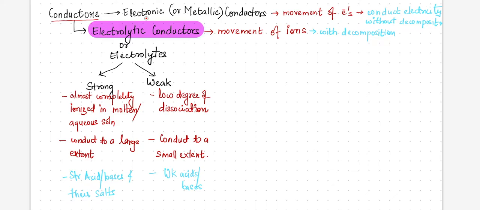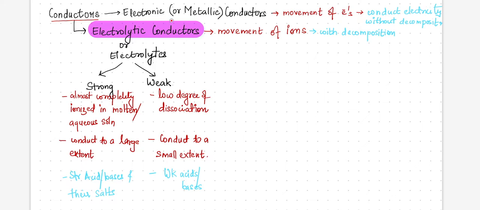So in general, if we talk about the different types of conductors, we have two different types mainly. One is the electronic conductors, or also referred to as the metallic conductors. Then we have another type which we refer to as the electrolytic conductors. Now, let's try to understand. Many of you know, it's very simple and straightforward terms.